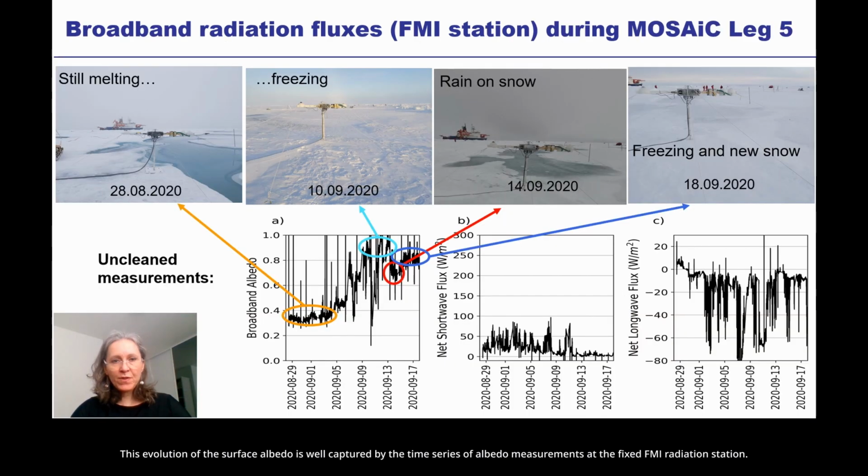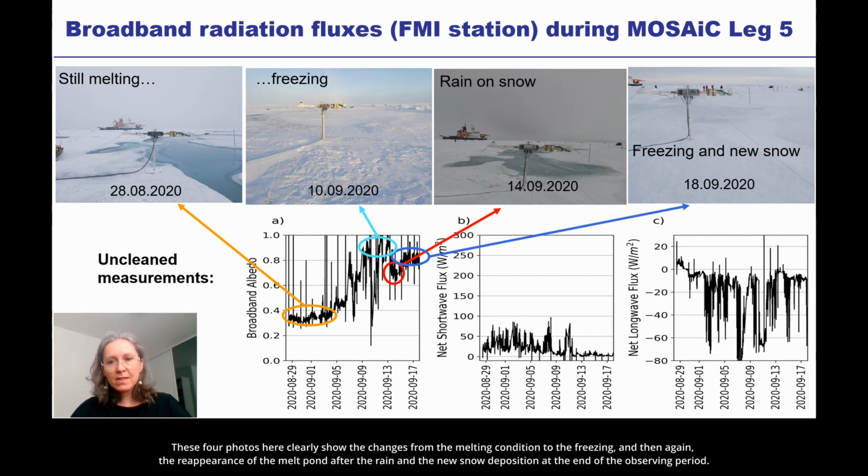This evolution of the surface albedo is well captured by the time series of albedo measurements at the fixed FMI radiation station. These four photos clearly show the changes from the melting condition to the freezing, and then again the reappearance of the melt pond after the rain, and the new snow deposition at the end of the observing period. In Leg 5, the pyranometers were placed right above a melt pond.